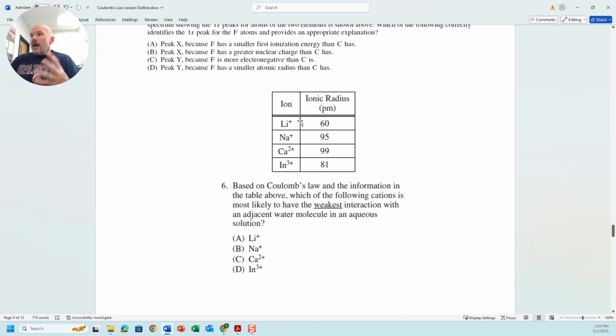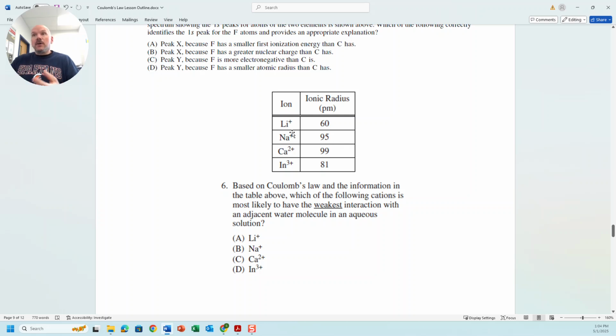Okay. Here we got ions and their radius. And we want to know which one's going to have the weakest interaction. A lot of students get this wrong because they go, the bigger the radius, the weaker the interaction. So they choose calcium. But you got to be careful, because calcium and sodium are pretty similar in size. That's not a big difference.